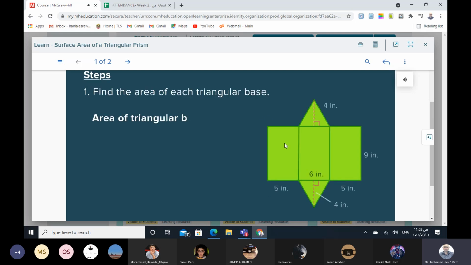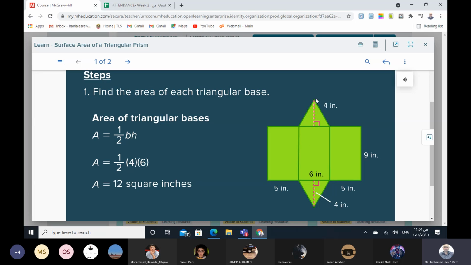First, find the area of the triangular bases. Since each base is a triangle, find 1/2 of the length of the base times the height. The triangles are congruent, so the area of each triangular base is the same. So the first step to find the surface area of this triangular prism.